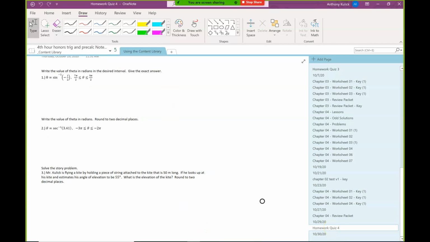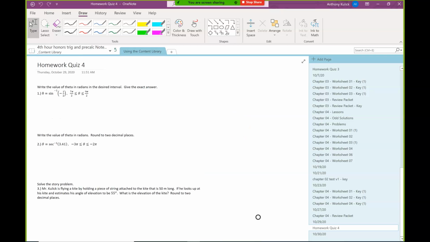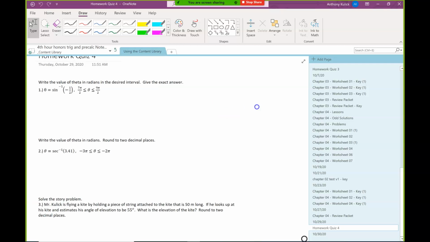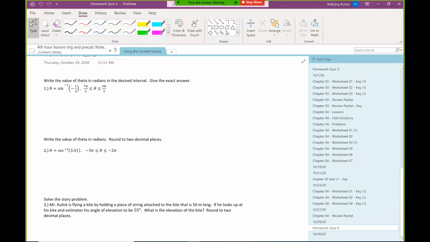So if you open your tablet and go to our shared notebook and find the content library, you'll see inside the content library the homework quiz here. So you can move this into your notebook, do the homework quiz, export that file as a PDF, and then there's an assignment on PowerSchool called Homework Quiz 4 that you'll turn this into. Make sure you turn it in there and not to the test.